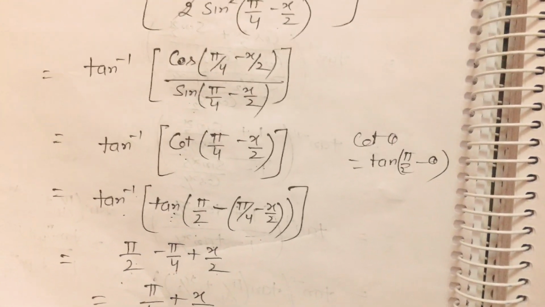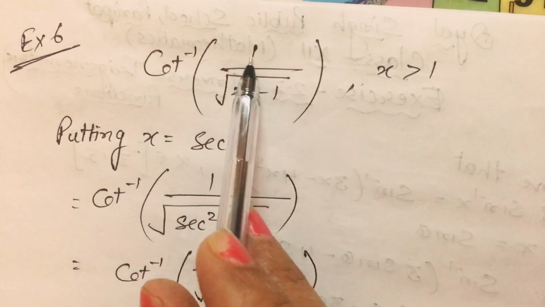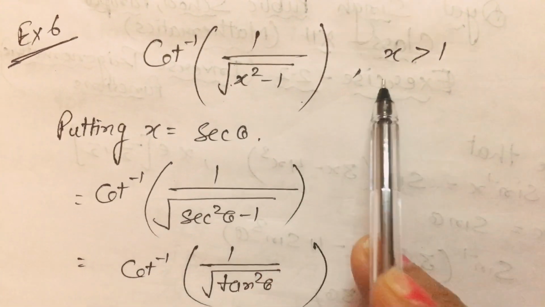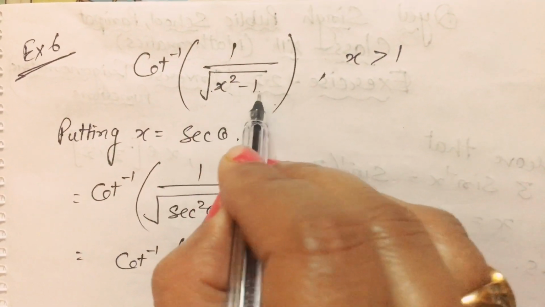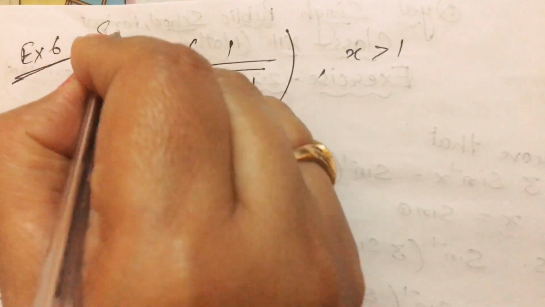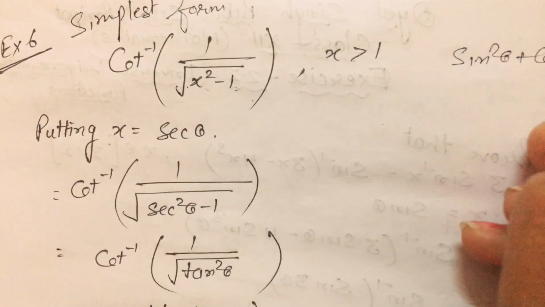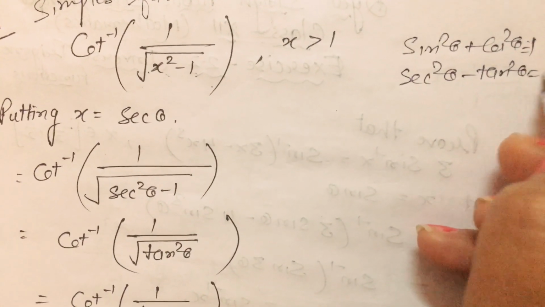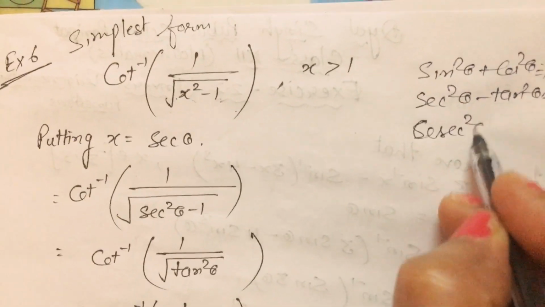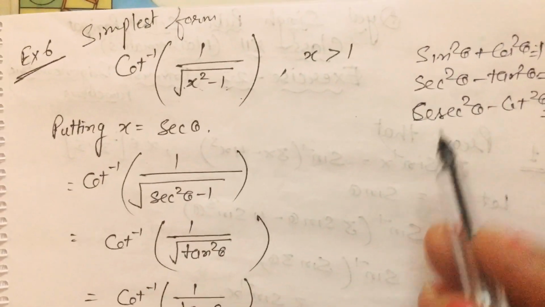Okay, now question number 6. Cos inverse of 1 upon x square minus 1, where x is greater than 1. So in this question, we have to write x square minus 1 in simplest form. You read about the identities: sin square theta plus cos square theta is equal to 1, secant square theta minus tangent square theta is equal to 1, cosecant square theta minus cot square theta is equal to 1. We will use these properties in these types of questions.